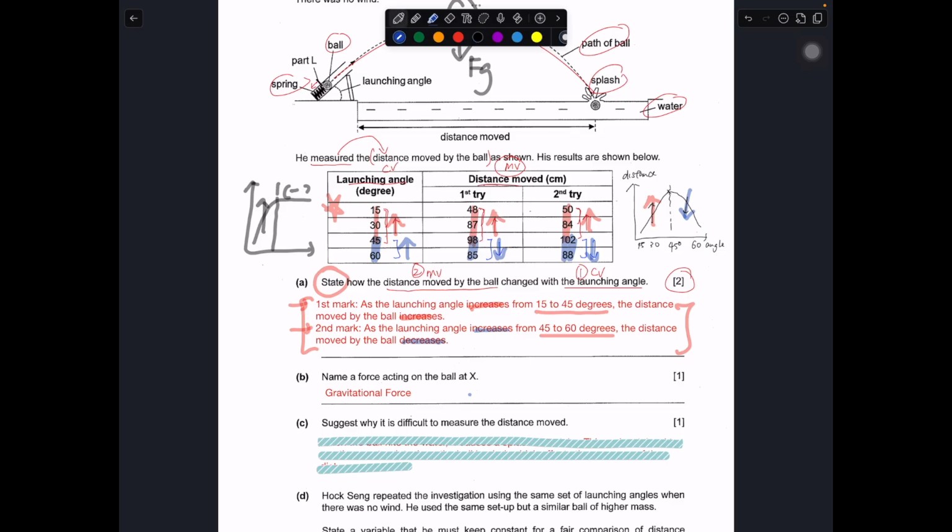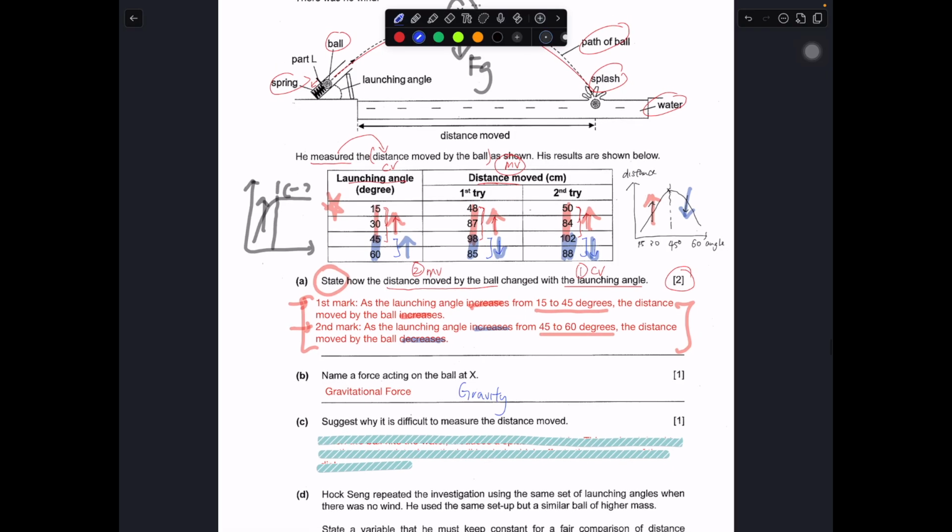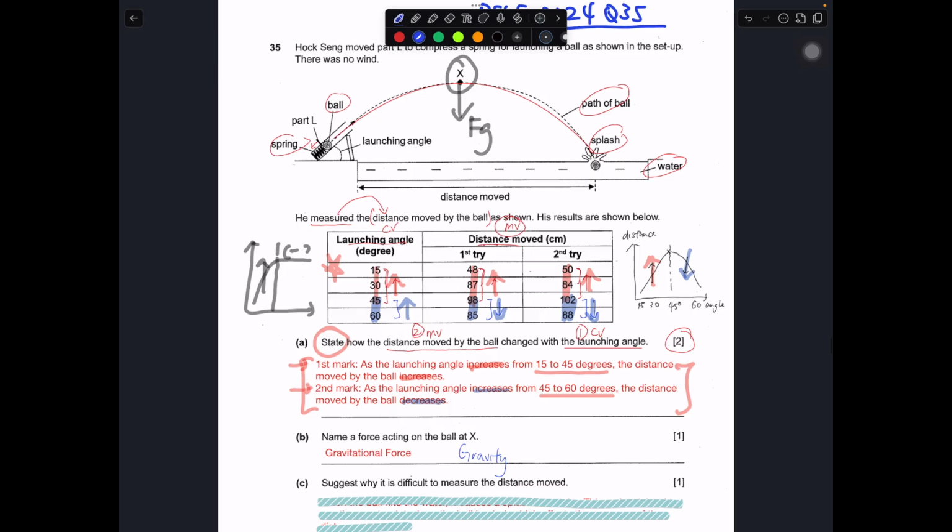Gravity. Okay, maybe let's write it. Okay, gravity. Okay, this is also fine. Why is it difficult to measure the distance moved? Take a look. The ball is landing on a water body. A water body makes some splash, right? Imagine you are the person trying to measure it. When the ball hits it, it more or less sinks straight away to the bottom, and then it creates that splash. That splash only exists for a temporary moment. You cannot really mark a location there to say where the ball landed.